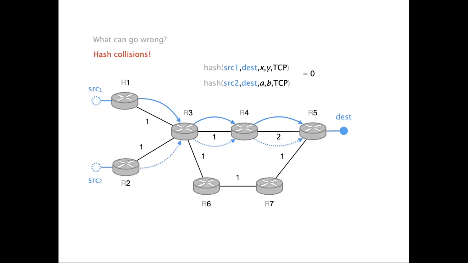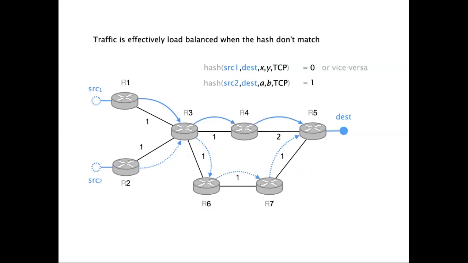What can go wrong though? Perhaps you have seen it already, but this hash function might actually return the same value for the 2 flows. Again, remember we have 2 flows, from source 1 to destination and source 2 to destination. It could be that we are unlucky and the hash function returns, for instance, both 0, meaning that all the traffic goes to R4, or both 1, and then all the traffic will go to R6. Ideally, we would like to be lucky all the time, so that the hash of each flow would always return different values, either 0 or 1 or vice versa. In this case, we could fully utilize the bandwidth of the network.